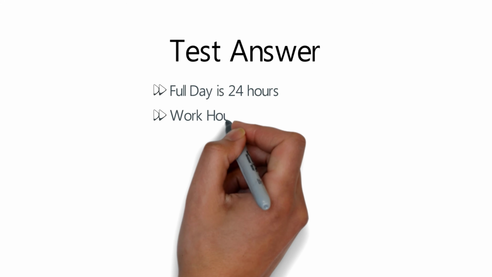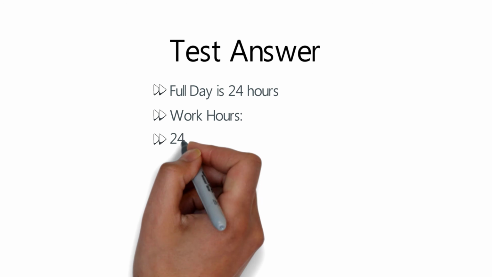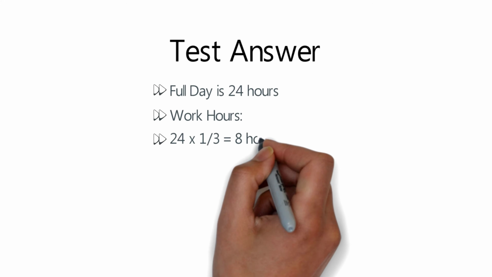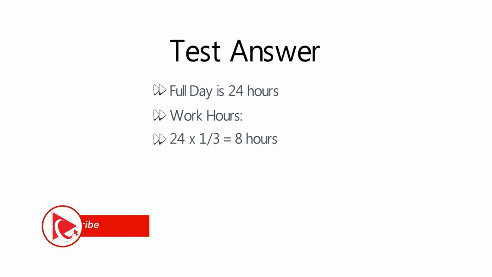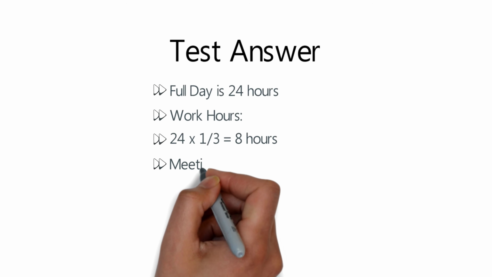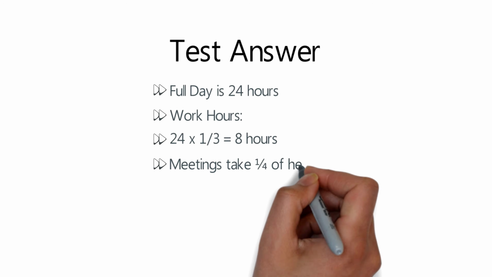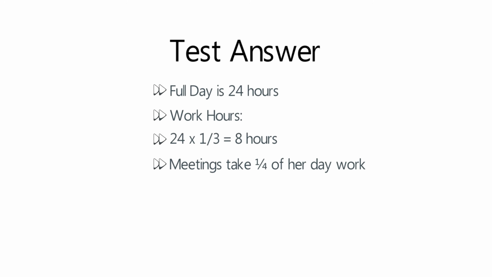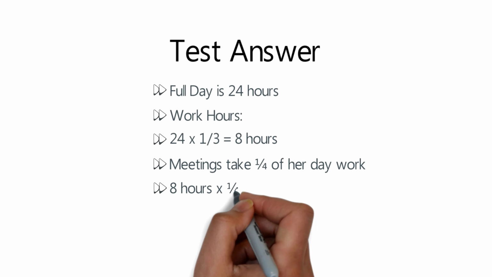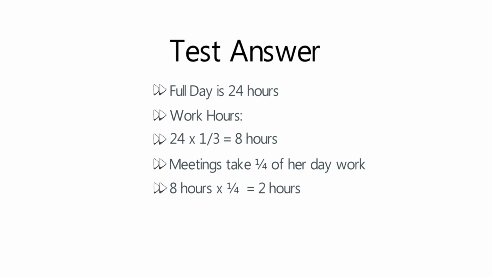As you might be well aware, a full day has 24 hours. Mary's working hours are very typical. They represent 1/3 of the full day, which is 8 hours. And we calculate it by multiplying 24 by 1/3, or actually dividing 24 by 3. Meetings take 1/4 of her workday. So to calculate how much time she spends in meetings, we need to multiply 8 hours by 1/4, and the result is 2 hours. So the correct answer is choice B, 2 hours.